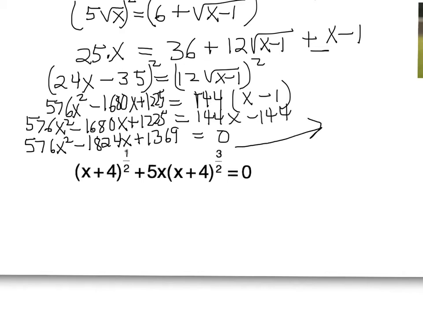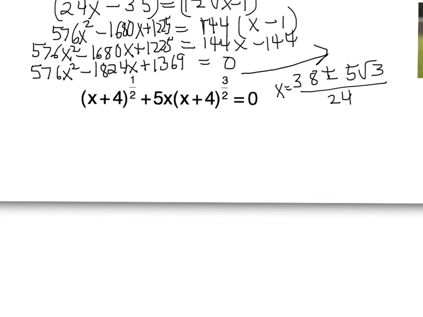I'm going to let you guys do that, I know you can all do that, but what you're going to get if you use the quadratic formula is 38 plus or minus 5 root 3, all over 24. X is going to equal that. It's a bit ugly, but you certainly can use the quadratic formula there.